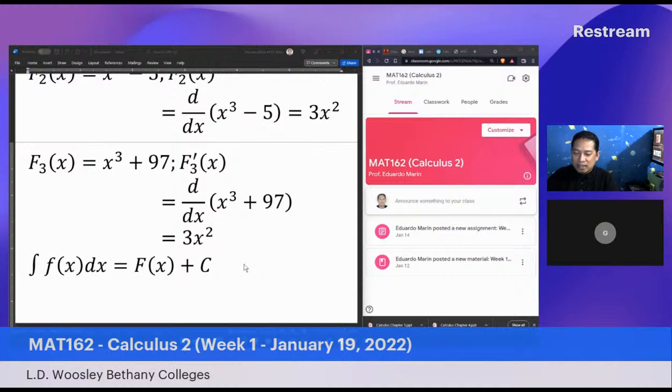Okay, makes sense, Gillian? That's why we add plus C there. Yes, sir. To represent all of the possible antiderivatives or integrals of a function.